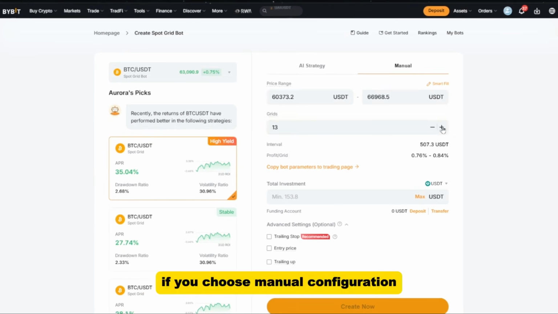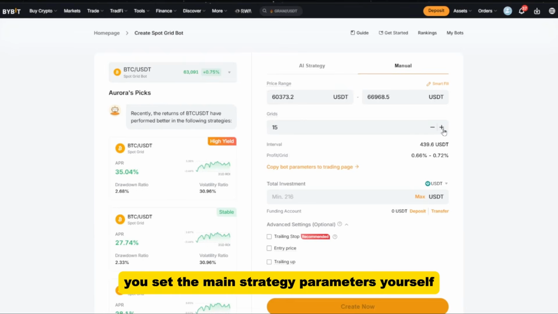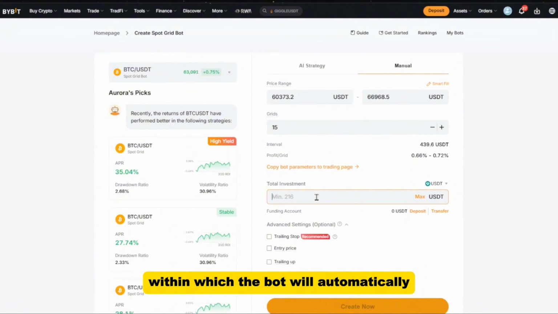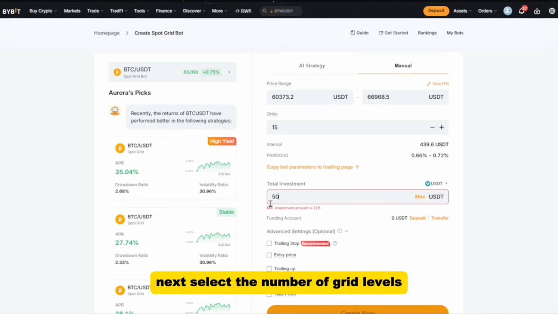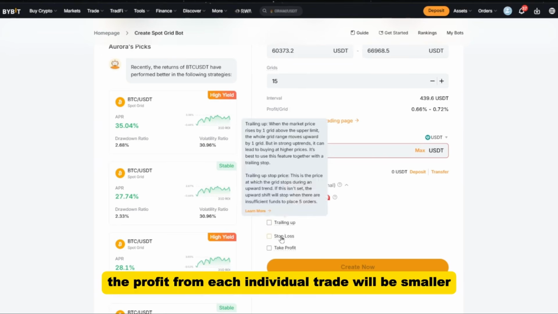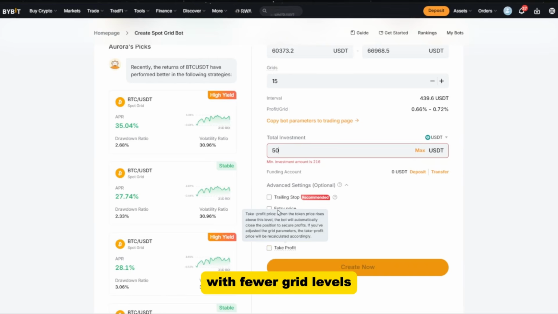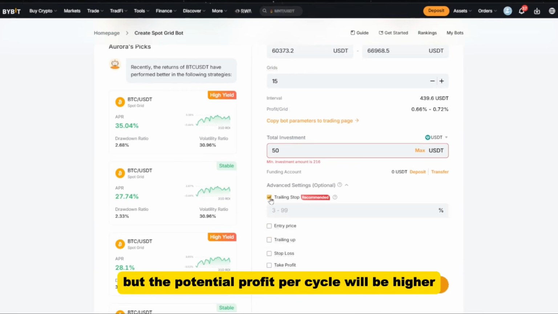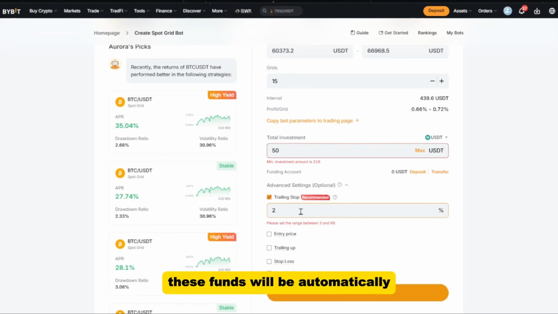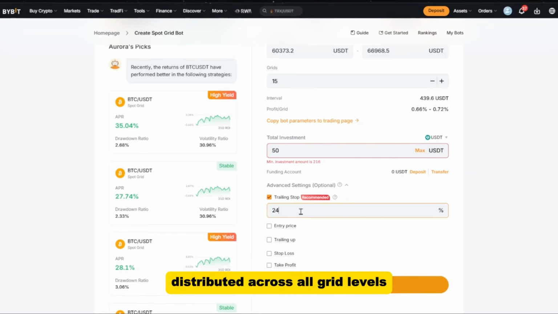If you choose manual configuration, you set the main strategy parameters yourself. First, specify the upper and lower limits of the price range, within which the bot will automatically buy the asset at a lower price and sell it at a higher price. Next, select the number of grid levels. The more levels there are, the more frequently the bot will be able to execute trades. However, the profit from each individual trade will be smaller. With fewer grid levels, trades will occur less frequently, but the potential profit per cycle will be higher. Next, specify the investment amount that the bot will use for trading. These funds will be automatically distributed across all grid levels.